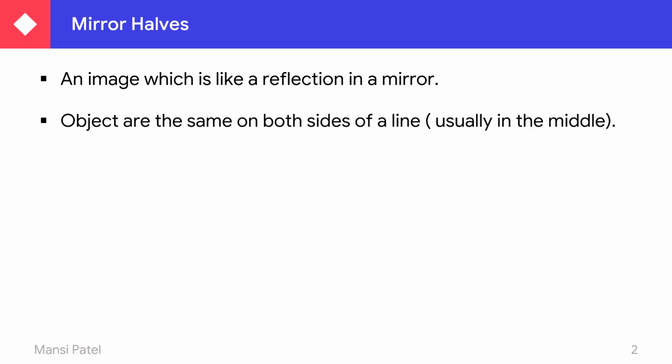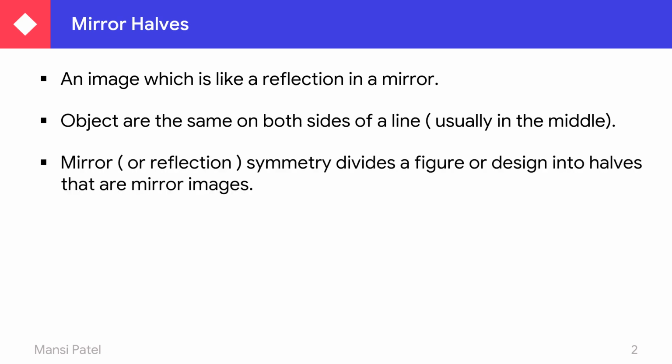Objects are the same on both sides of a line, meaning on the left hand side and the right hand side. If we stand in front of the mirror, then we look the same as we are. So nothing is changed in the reflection and in the image, and you have to draw these mirror halls in the middle of the object, the middle of any figure. Mirror reflection symmetry divides a figure or a design into halves that are mirror images.